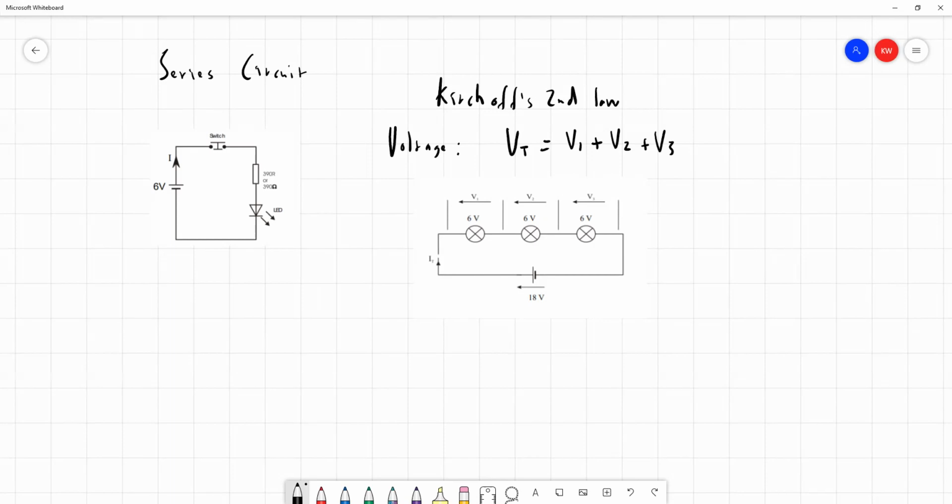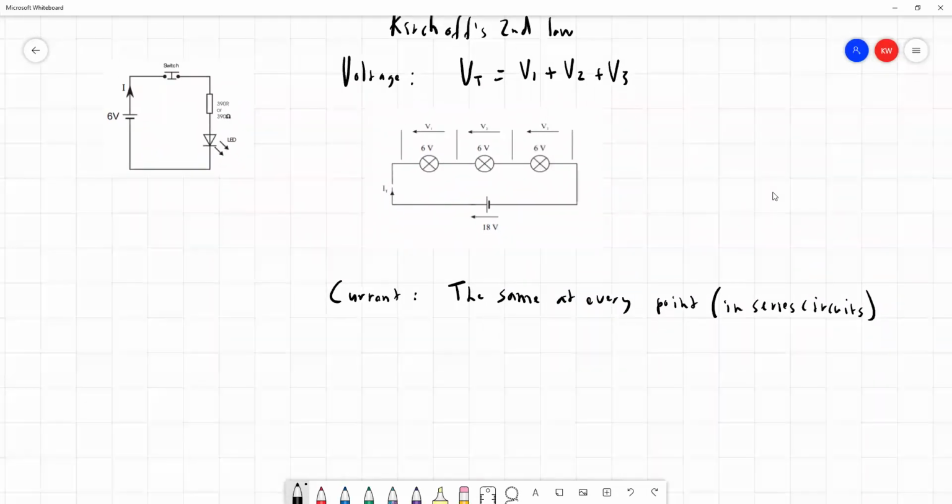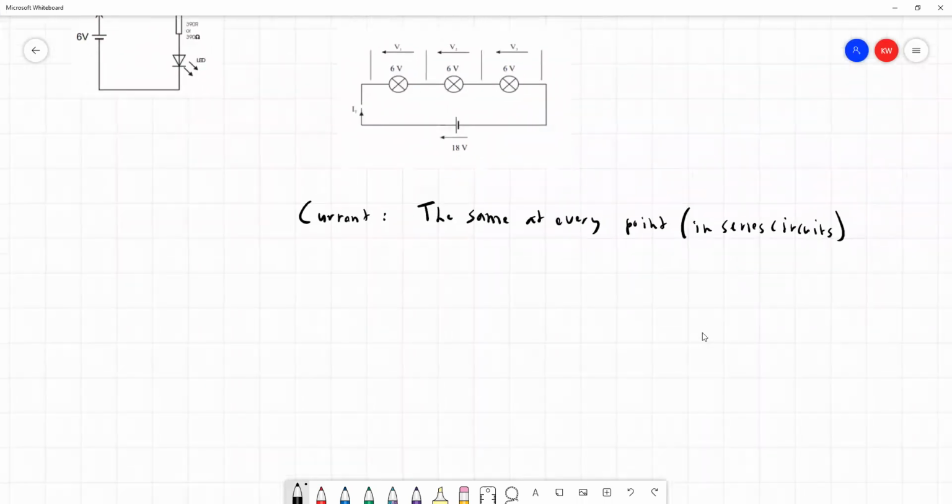The second thing about series circuits we need to know is about current. The current in a series circuit is the same at every point. I'm going to write here "in series circuits" because it will very clearly not be the case when we look at parallel circuits slightly later in the course. So the total voltage is given by the components adding up, and the current is the same at every point.